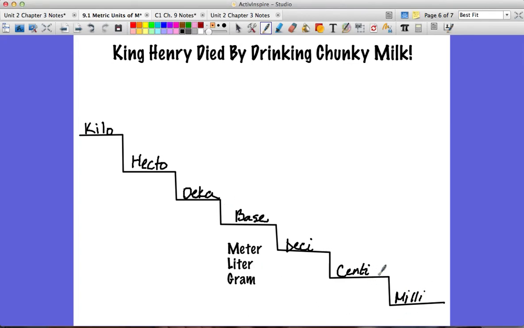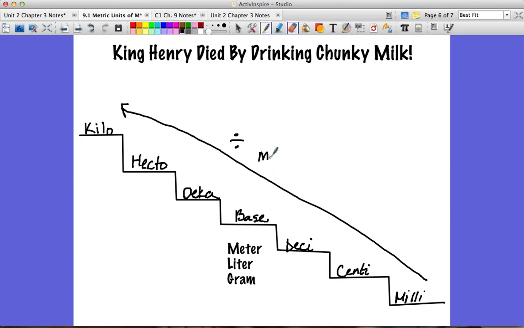Right, so when we are converting between units, when you go up the stairs, your unit is getting bigger. And since your unit is getting bigger, your number will get smaller, because when you have 10 millimeters, that gives you 1 centimeter. So your smaller unit going to a bigger unit is going to give you a smaller number. So when you're going up the stairs, you're going to divide, or you're going to move your decimal left.